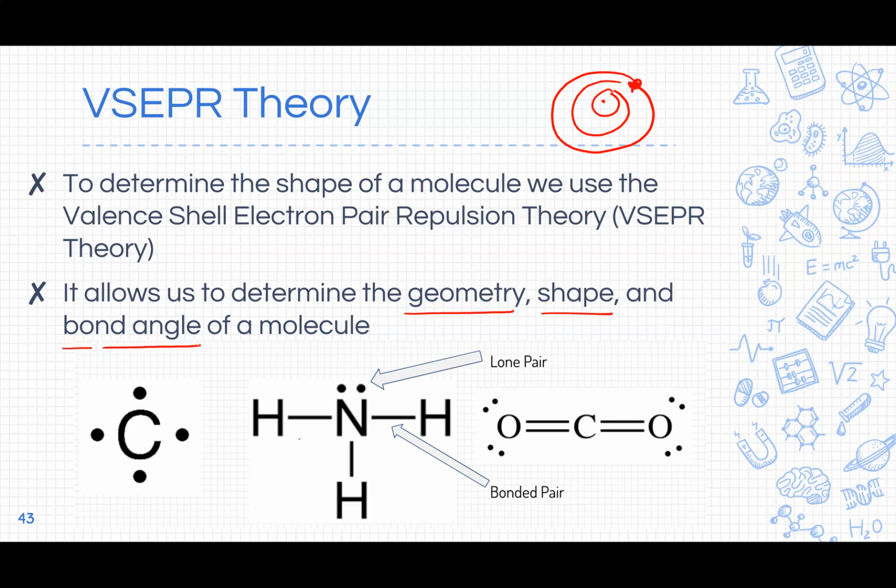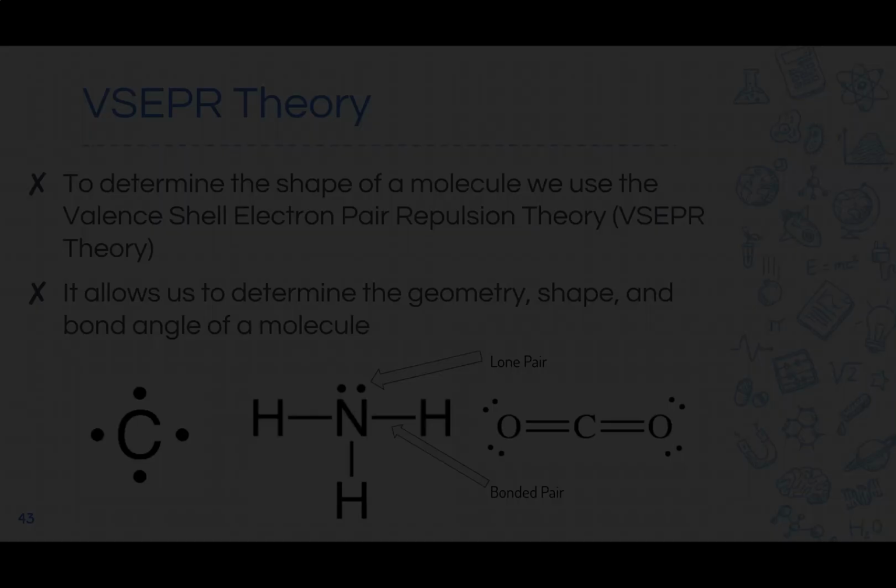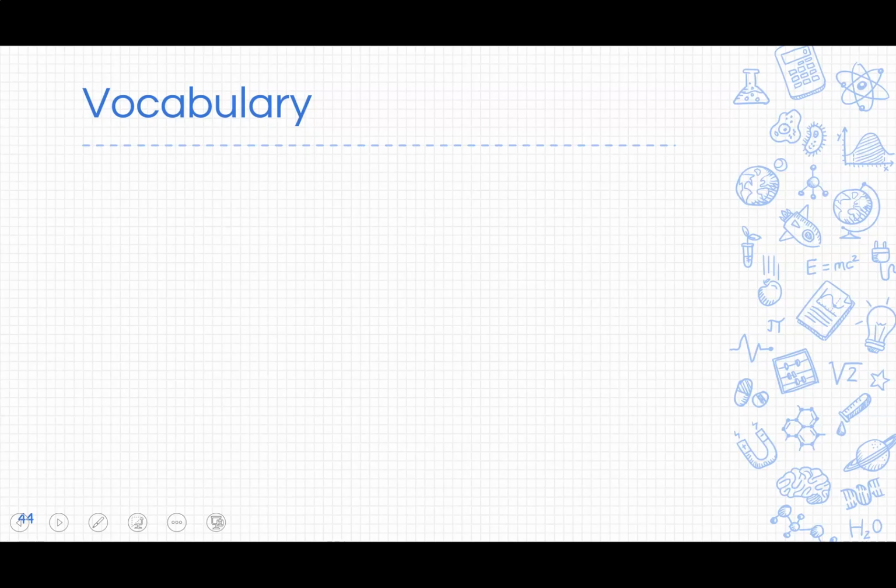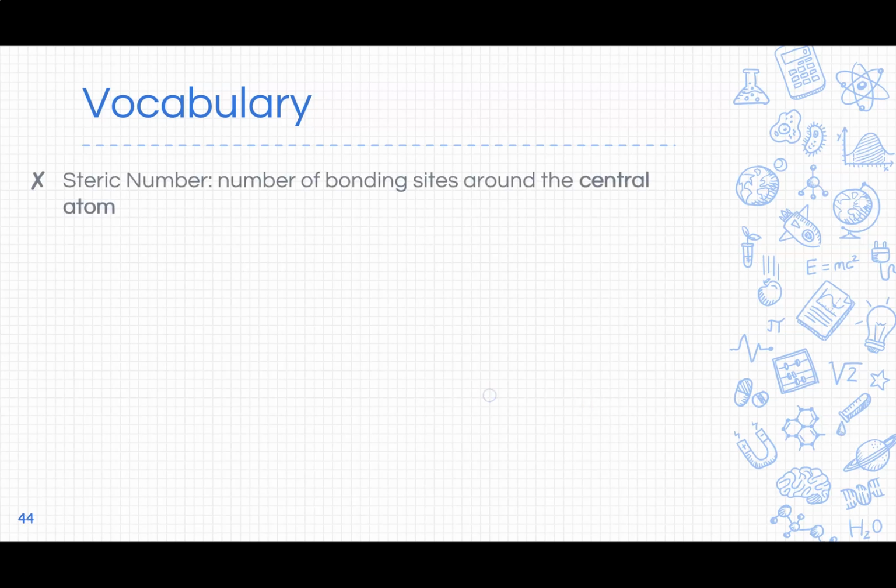of a molecule. The reason I inserted this picture down here is I just wanted to remind you it is important to remember this vocabulary: lone pair, bonded pair. So that's going to be really important. Okay. So I said that we're going to be able to identify the geometry, the shape, and the bond angle. And so I just want to talk a little bit about vocabulary.